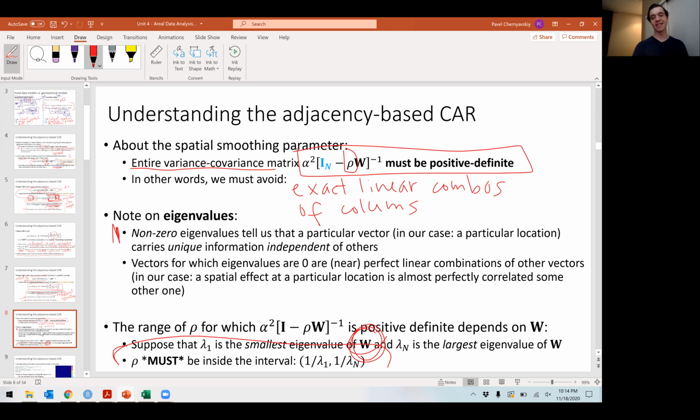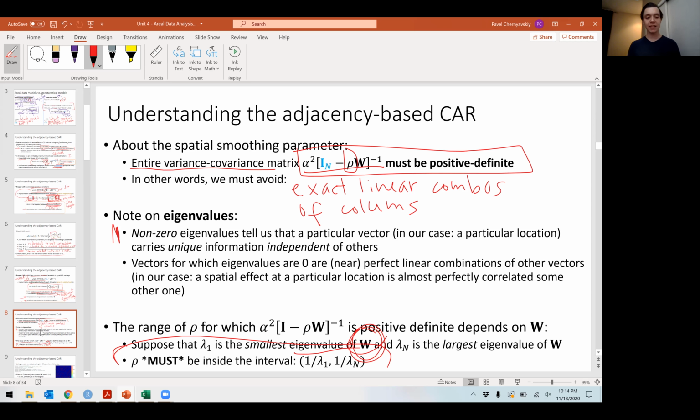Let me repeat. Our entire variance covariance matrix must be positive definite. If it's not positive definite, we can't use it as a variance covariance matrix. There is a small range of values that our spatial smoothing parameter rho has to be inside in order for that to work. That interval is 1 over the smallest eigenvalue to 1 over the largest eigenvalue. Which eigenvalue of what? Eigenvalue of our adjacency matrix.